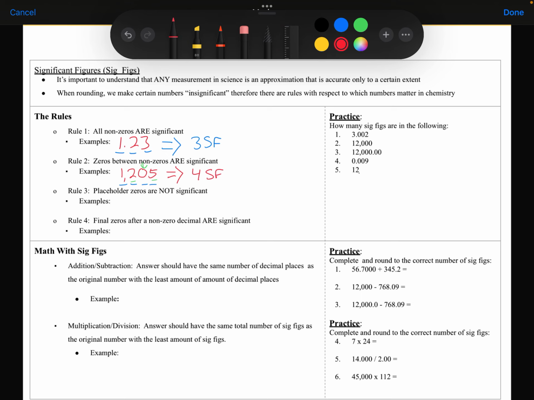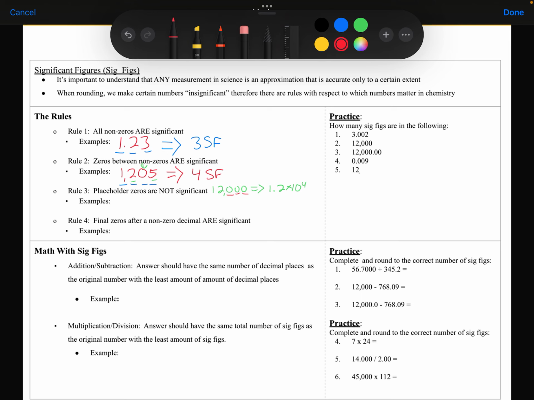All right? Next rule are placeholder zeros. Placeholder zeros you can define as a 0 you could get rid of by writing a number in scientific notation. So let me just give you a quick example. The number 12,000, right? I could also write that number as 1.2 times 10 to the 4th. So do you see now how these zeros went away when I wrote that in scientific notation? That means that they are placeholder zeros. Okay, so again, if you're wondering what I mean by that, that's what I mean by placeholder zeros.